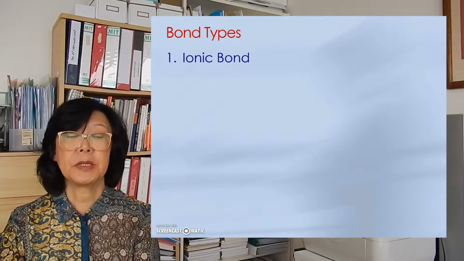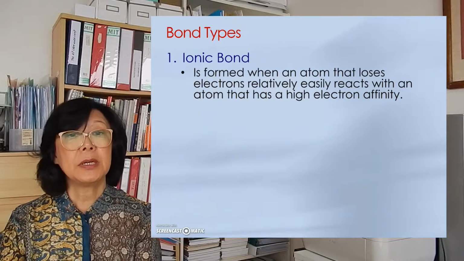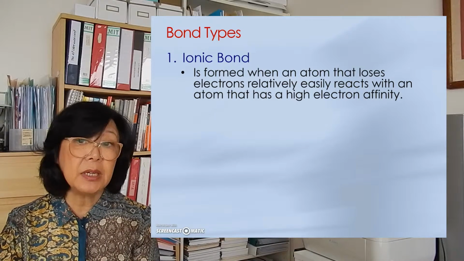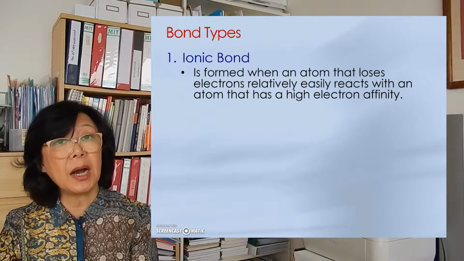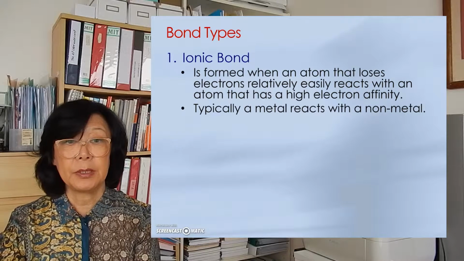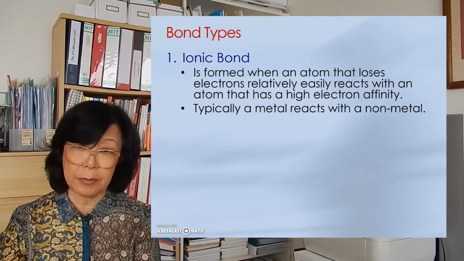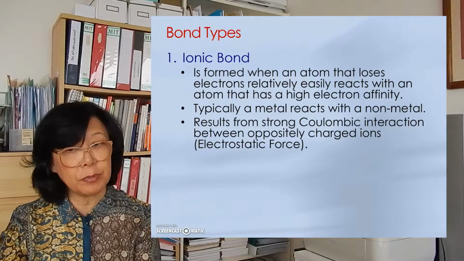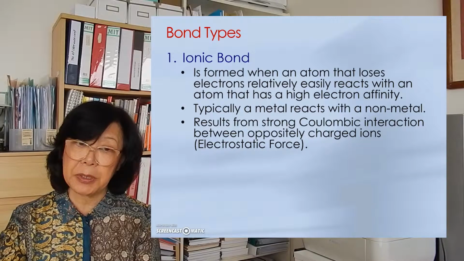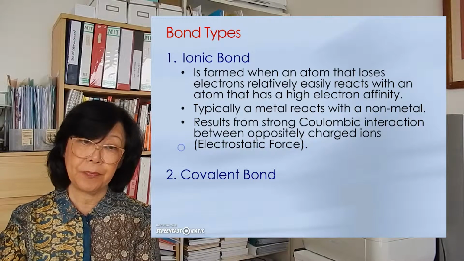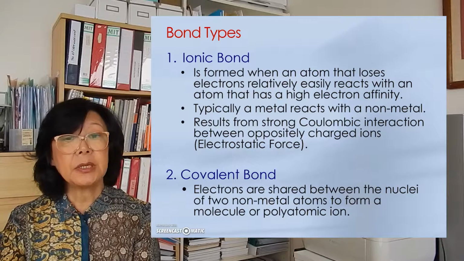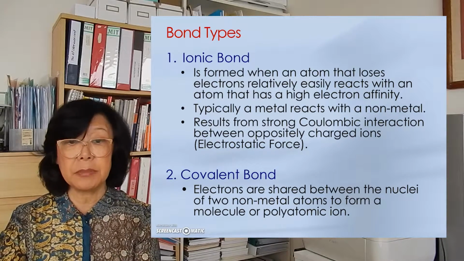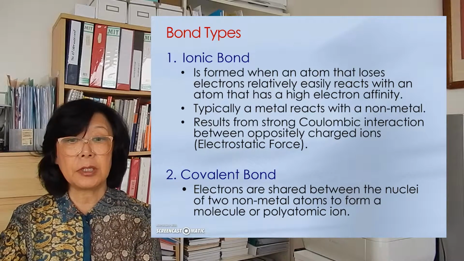Bond types. First, ionic bond. It is formed between an atom that loses electrons easily, and it will react with an atom that has a high electron affinity. Typically, a metal will be reacting with a nonmetal, and it's resulting from the strong Coulombic interaction between oppositely charged ions, meaning the electrostatic force. Whereas a covalent bond is formed when electrons are shared between the nuclei of 2 nonmetal atoms to form a molecule or polyatomic ion.